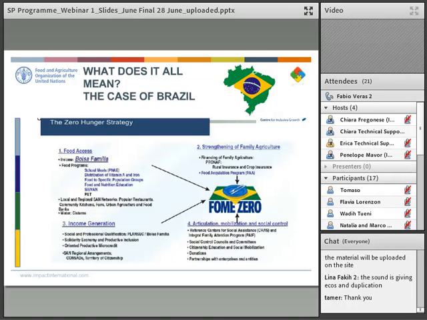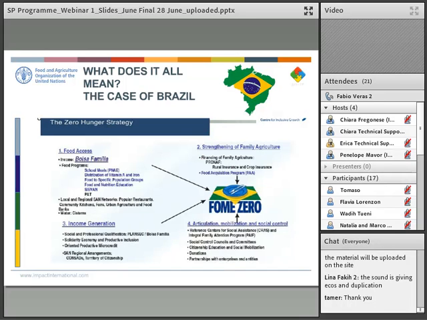The second and third pillars of the Hunger Zero strategy are more related to production. They are divided into 2 fields. One is the strengthening of family agriculture. Here we have what I already mentioned, the rural credit and crop insurance, the PRONAF program, which actually started in the 1990s and was reformed with the Hunger Zero strategy to amplify not only its budget but also its coverage. And the food acquisition program was an innovation brought about by the Hunger Zero strategy.